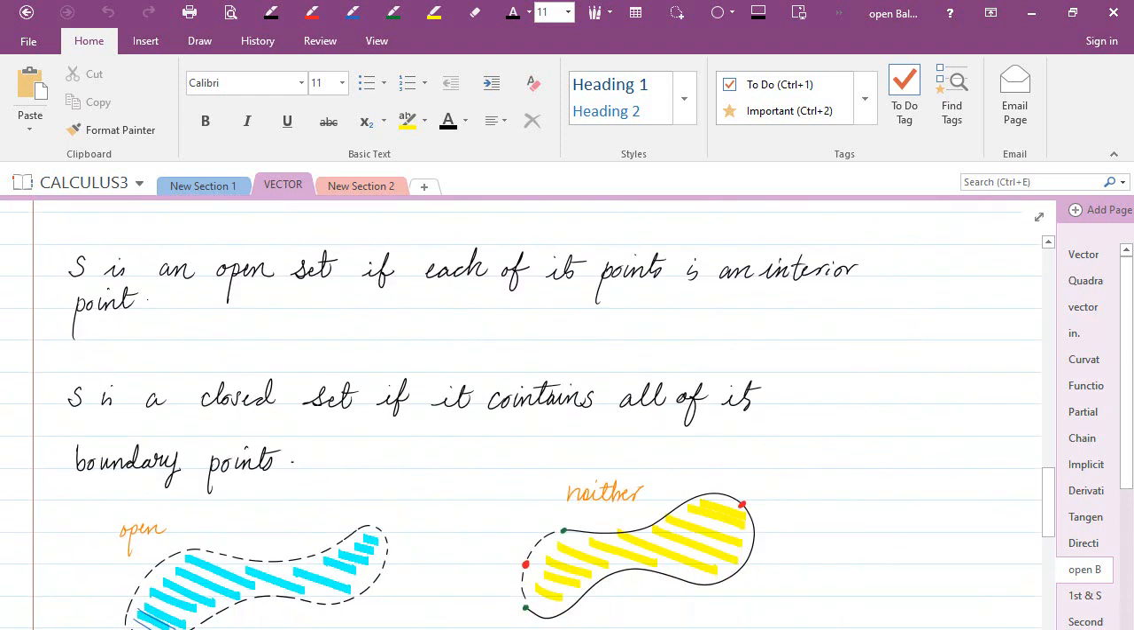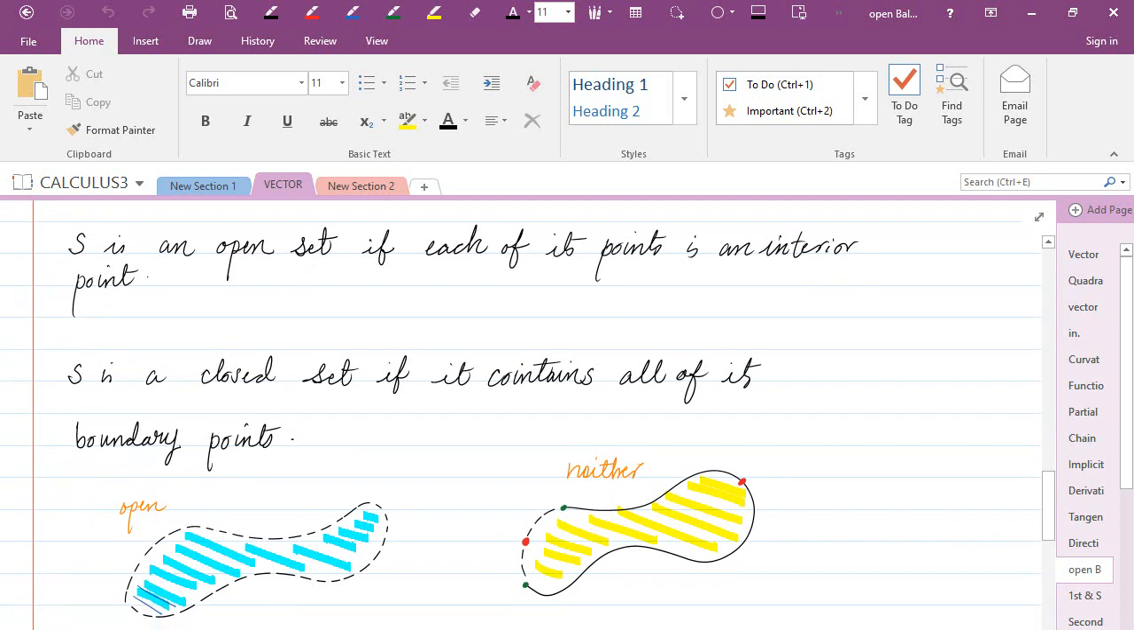We say that S is an open set if each of its points is an interior point. So if every point in S is an interior point of S, then we say that S is an open set. We say that S is a closed set if it contains all of its boundary points.